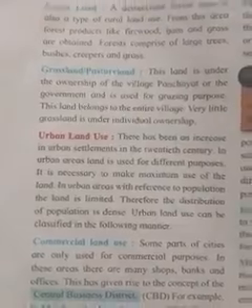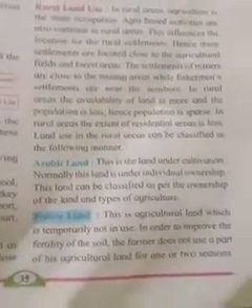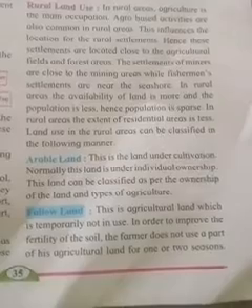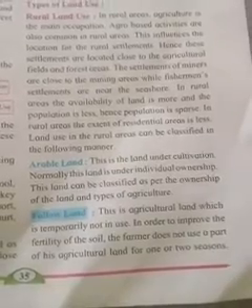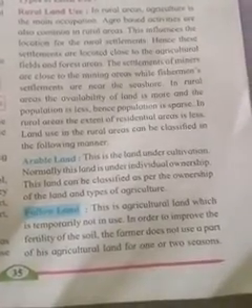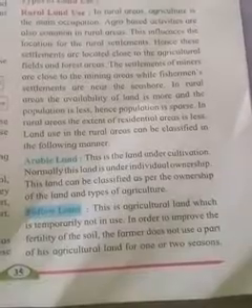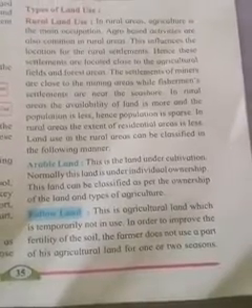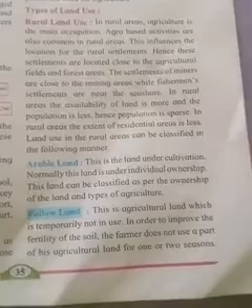Fallow land, forest land, and third is the grassland or the orchard land. First type of this arable land is the fallow land. This is the agricultural land which is temporarily not in use. In order to improve the fertility of the soil, the farmers do not use part of the agricultural land for 1 or 2 seasons.